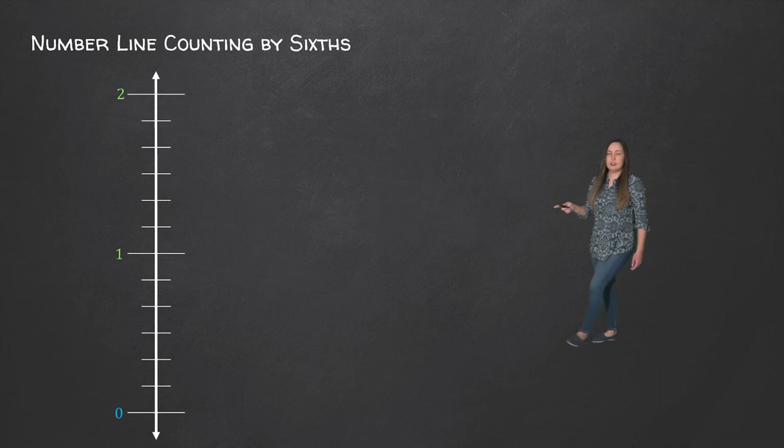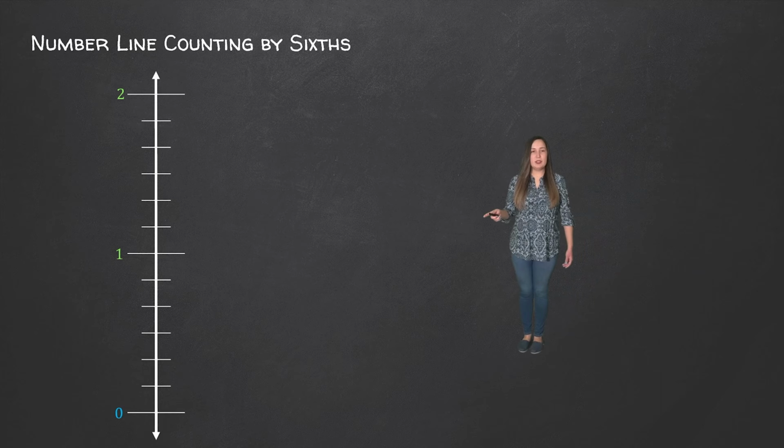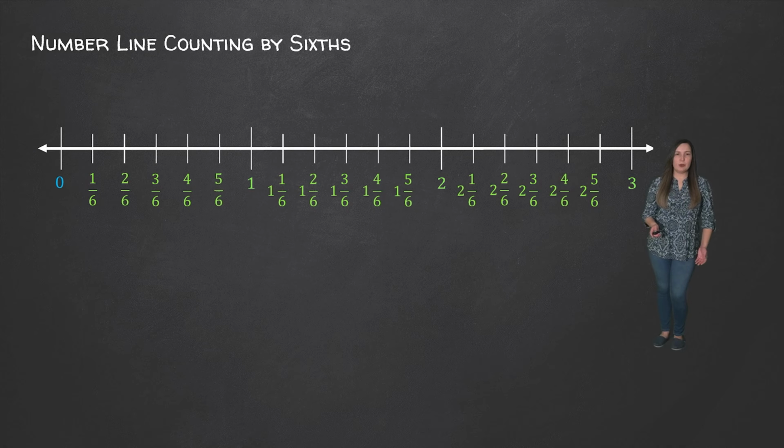So here we have a vertical number line. And notice that in between 0 and 1, we have 1, 2, 3, 4, 5, 6 spaces. So we're counting up by sixths. So we have 1 out of 6, 2 out of 6, 3 out of 6, 4 out of 6, 5 out of 6. Then we have 1, and then 1 and 1 out of 6, 1 and 2 out of 6, 1 and 3 out of 6, 1 and 4 out of 6, 1 and 5 out of 6, and then 2. So now we're going to go back to our horizontal number line and take our fractions and convert them to decimals.